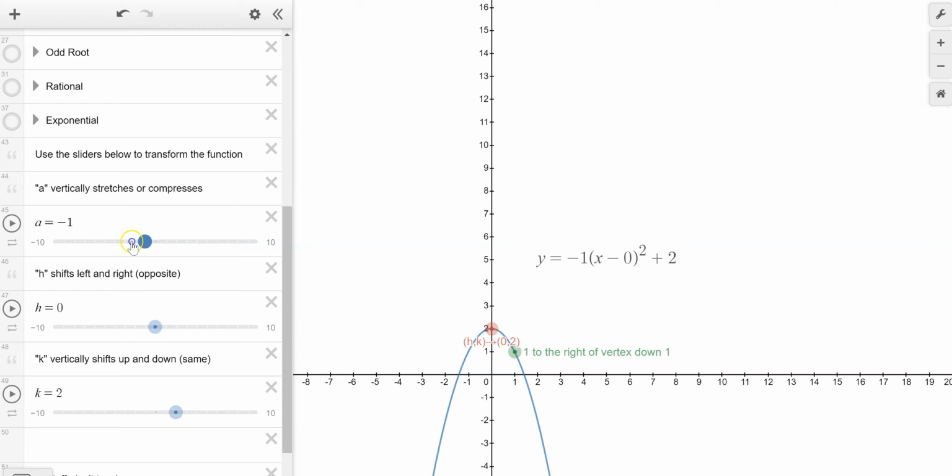And then now the a was -2. See, so it just goes down 2. And then it was -3. So it's just that number in front of the x squared that's changing. So all it's doing is causing it to go up and down.